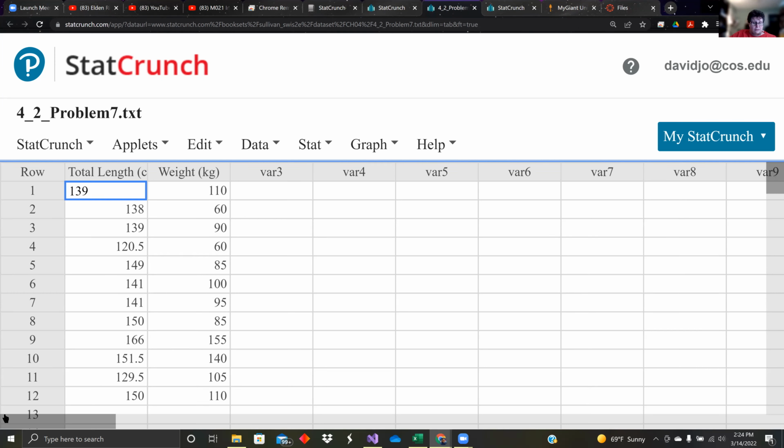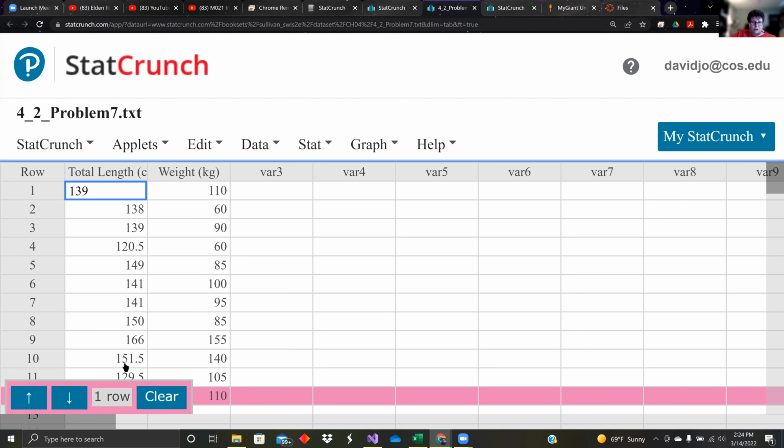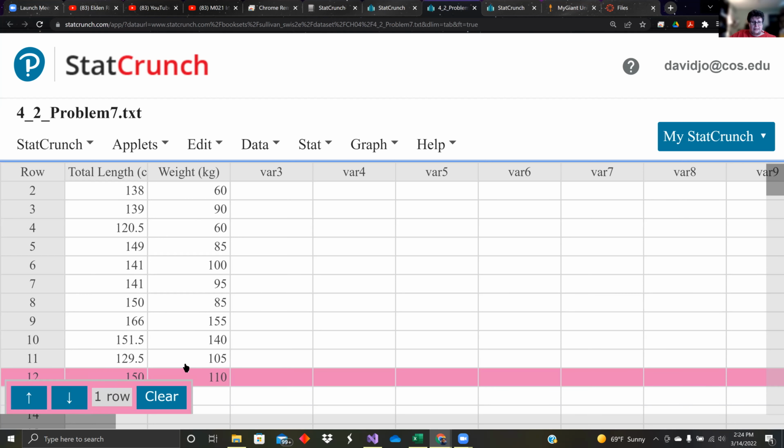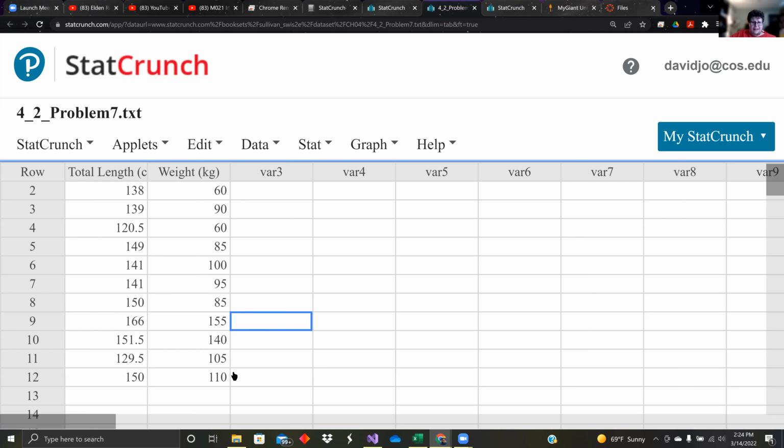And I see there are 12 rows. That's kind of handy. That's our sample size. So n equals 12 is our sample size. And we're going to need that for our critical value table. I'll give you another 30 seconds to copy down the table if you're copying it down.